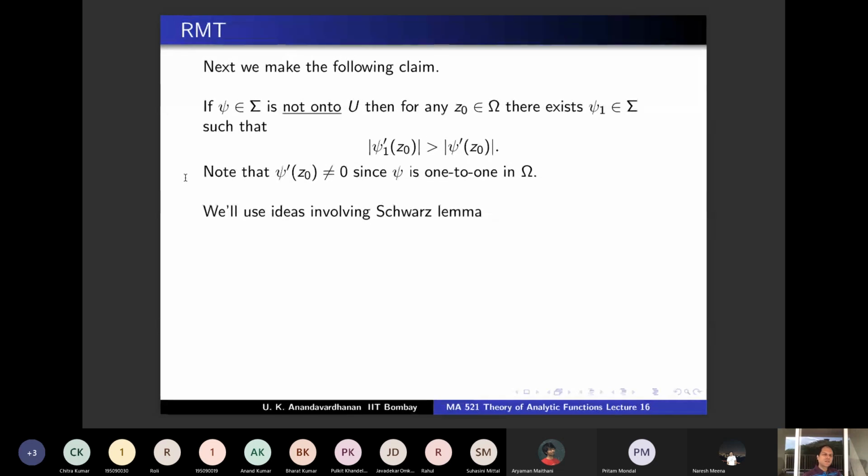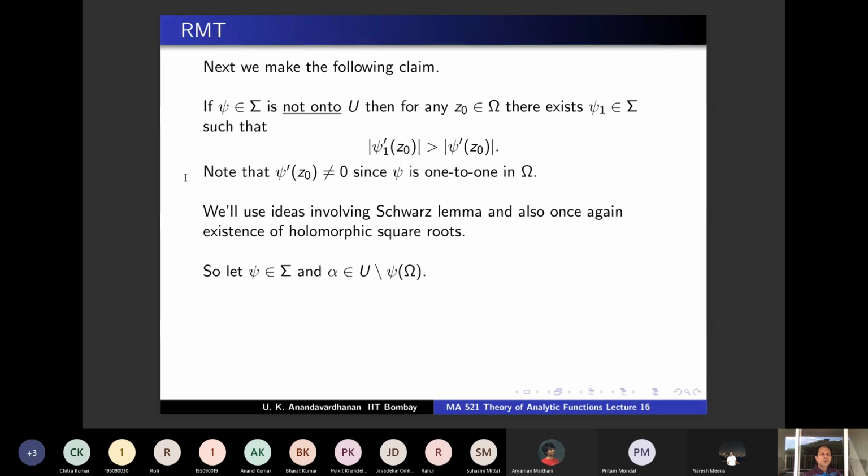So we'll use ideas involving Schwarz lemma. This I think was the very next section in Rudin after Schwarz lemma: again, existence of holomorphic square roots. Already we used it in order to show that sigma is non-empty. We use the existence of holomorphic square roots, and once again we are going to use that in a very different setting. So let psi be in sigma and assume it is not onto. Because it is not onto u, there is a point alpha in u minus psi of omega. Agree? It's not onto, you are assuming. Therefore, there is such a point alpha.